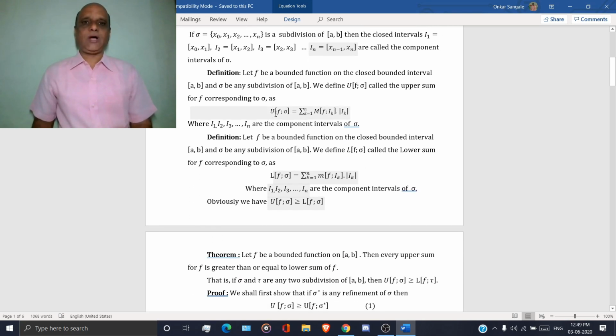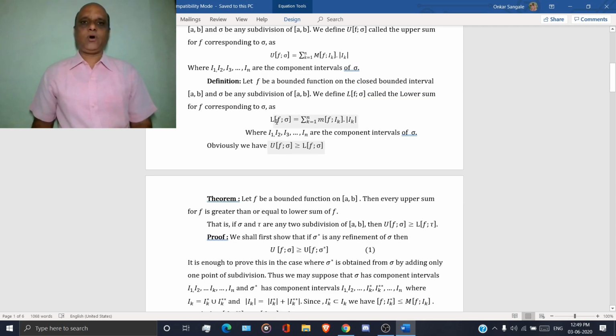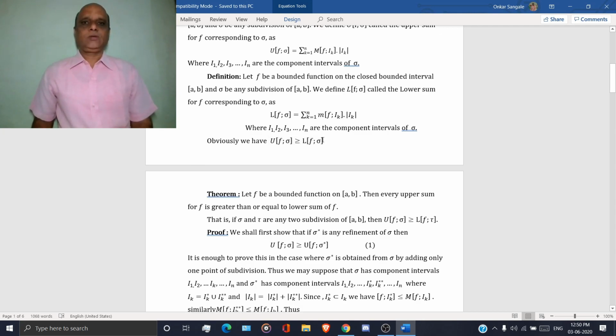Then we have the definition of upper sum. The upper sum for f corresponding to subdivision sigma is defined as summation k equal to 1 to n of the maximum of the function f over interval Ik times the length of interval Ik. Similarly, we have also defined the lower sum for f corresponding to subdivision sigma as summation k equal to 1 to n of the minimum of the function f over the interval Ik times the length of interval Ik. And this obvious relation, that is, upper sum is always greater than or equal to lower sum for any function f corresponding to the subdivision sigma.